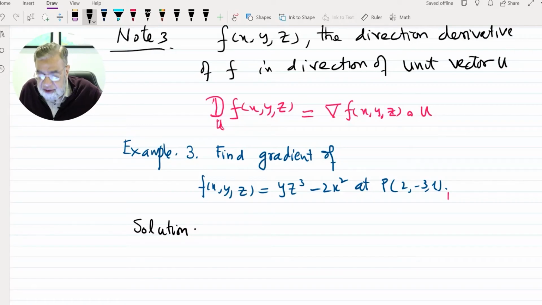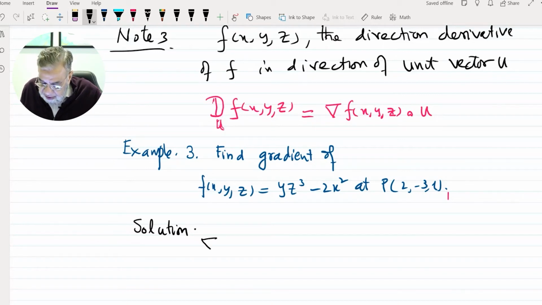I will explain with the help of an example how we apply this gradient formula to find the gradient of a scalar valued function at a certain point. The example is: find the gradient of the function. We have 3 variables x, y, and z. f equals y z cubed minus 2x squared, at the point P(2, -3, 1).